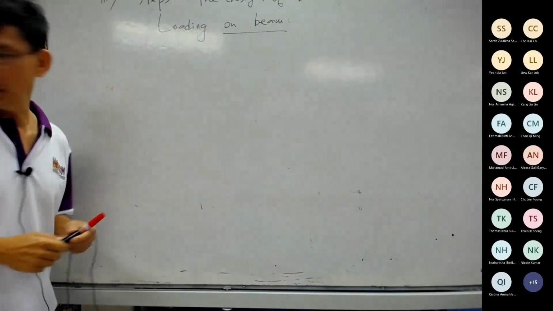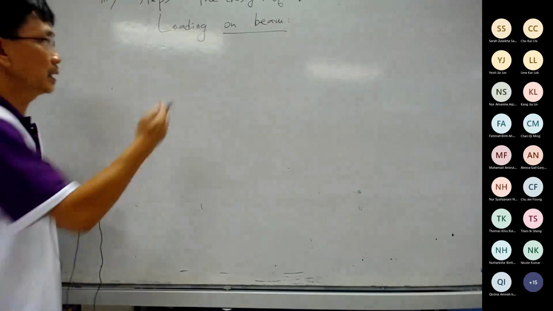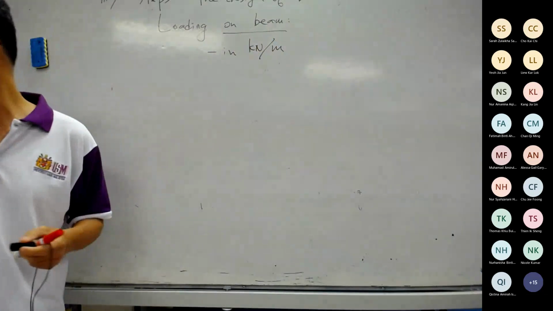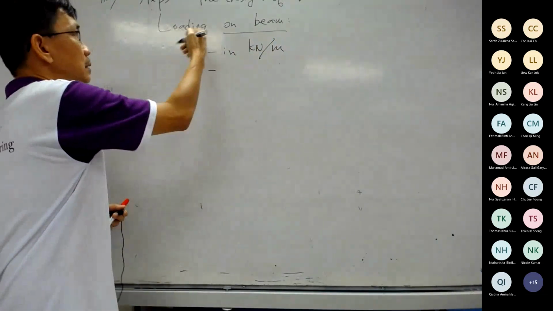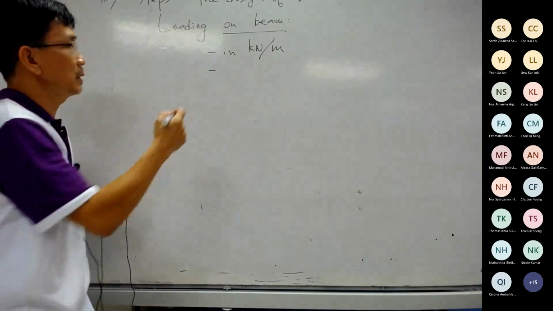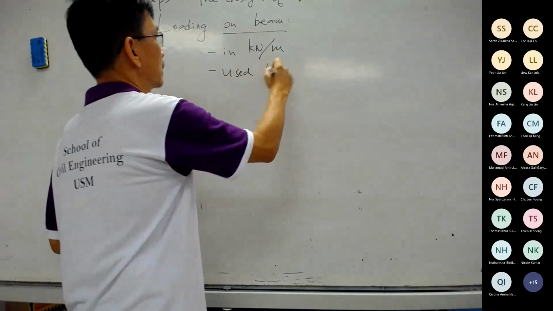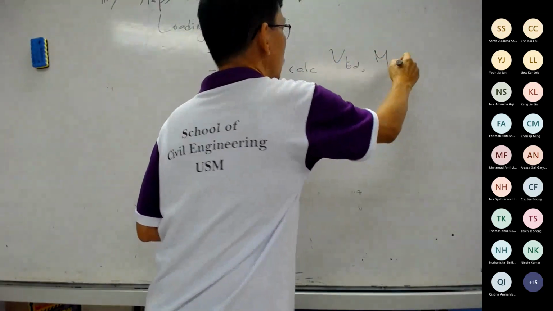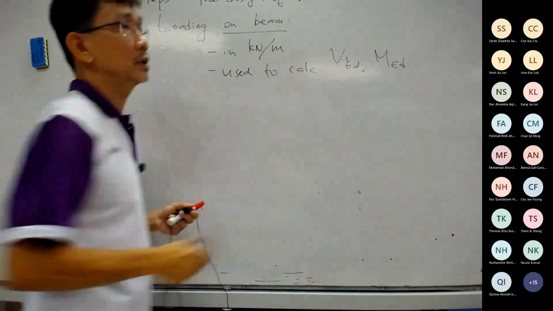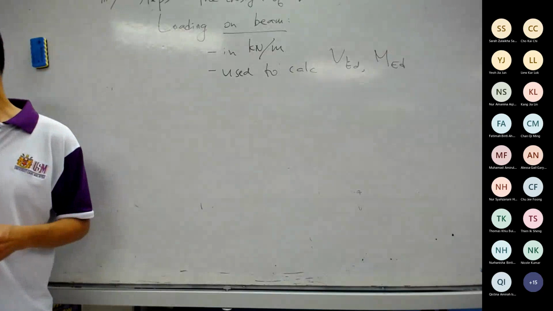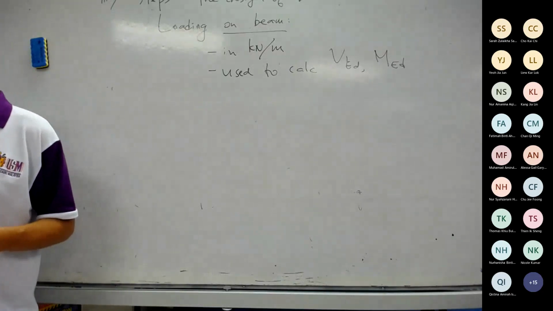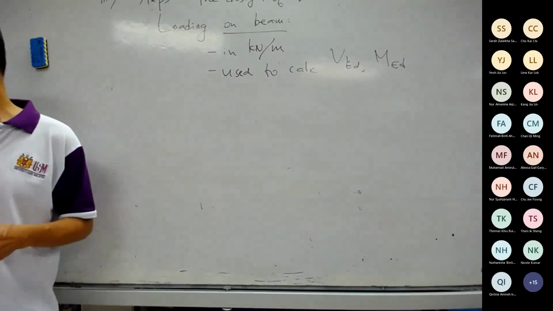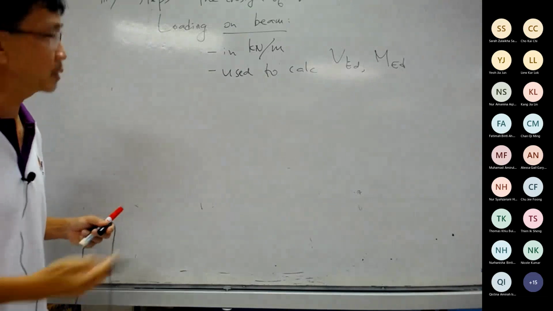Okay. Now, loading on beam, again, I stress, eventually it must be in kilonewton per meter. And loading on beam, why do we determine this? It is because we use it to calculate the ultimate design shear force and ultimate design bending moment. To get this first, then we can get the VED and MED for the design. Okay. Then we have to pay attention to the questions. Pay attention to the question on how to get this.